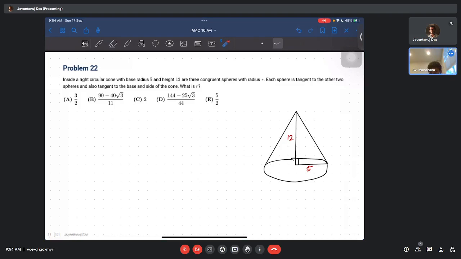Yes, so I think they have given a picture. Let me copy that picture. That will be easy to visualize the problem.